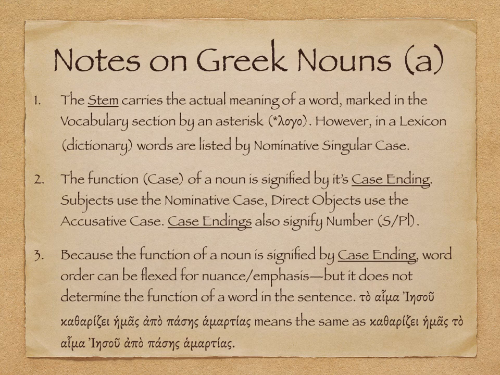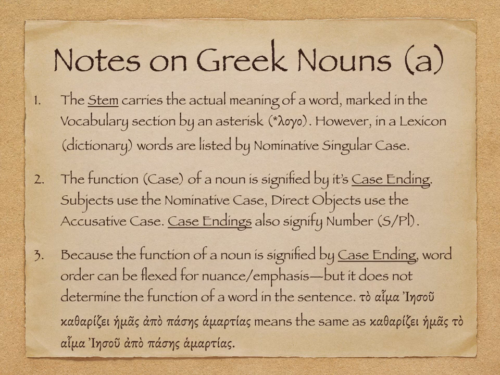The function or case of a noun is signified by its case ending. So you have this word, and you don't know how it functions in the sentence. That is determined by its case.